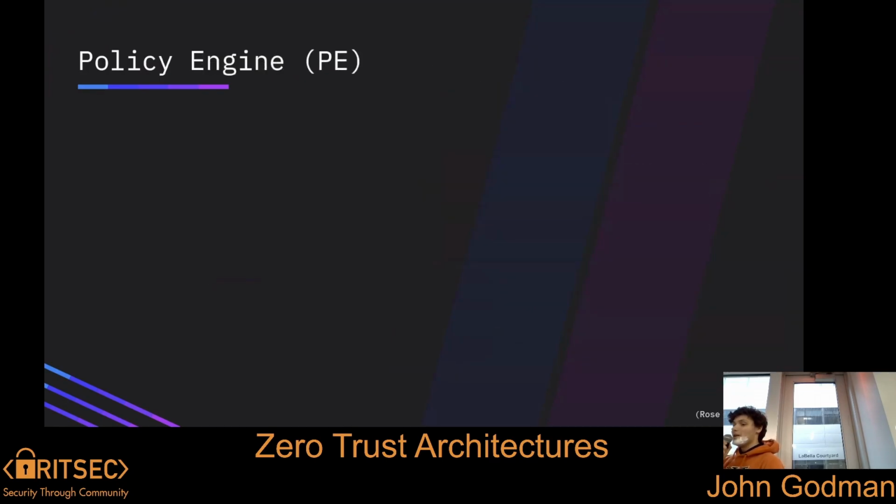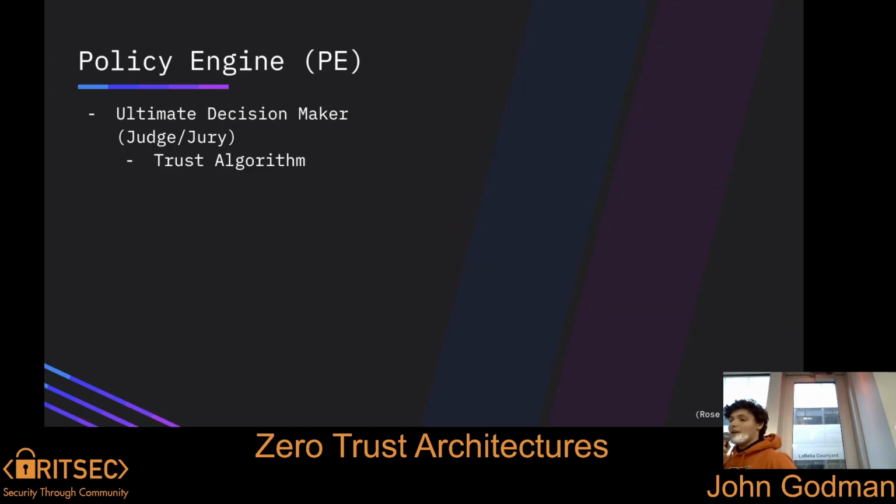So as I said, the policy engine, the PE, is the ultimate decision maker, acting as the judge/jury. And it does this with a trust algorithm. Now, there are a lot of different variations of trust algorithms that I'm not going to get into the nuances of here, but the basic idea is there are two main differentiators: criteria-based versus score-based, and singular versus contextual.